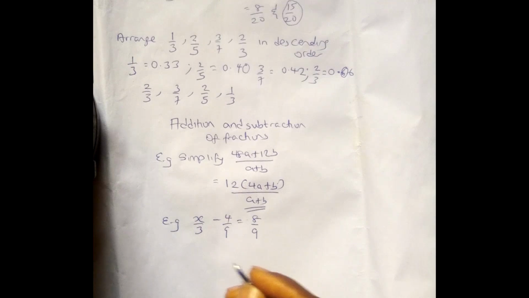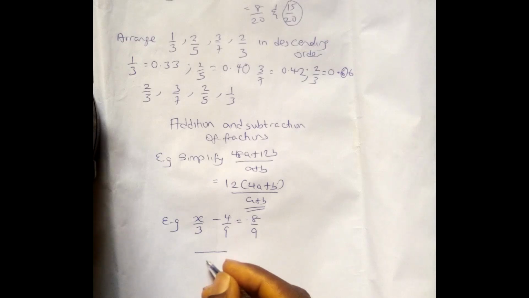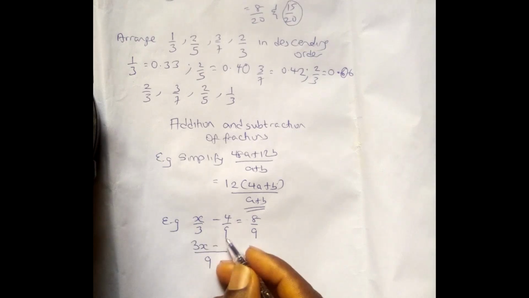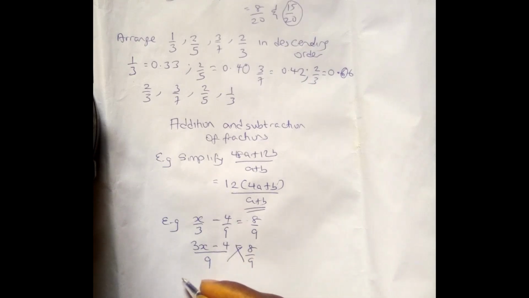Now look at this one. First thing is to find the LCM of 3 and 9, which is 9. 9 divided by 3 is 3. 3 times x is 3x. 9 divided by 9 is 1. 1 times 4 is 4. Then equals 8 over 9. Then we cross multiply. We have 9(3x - 4) = 8(9).